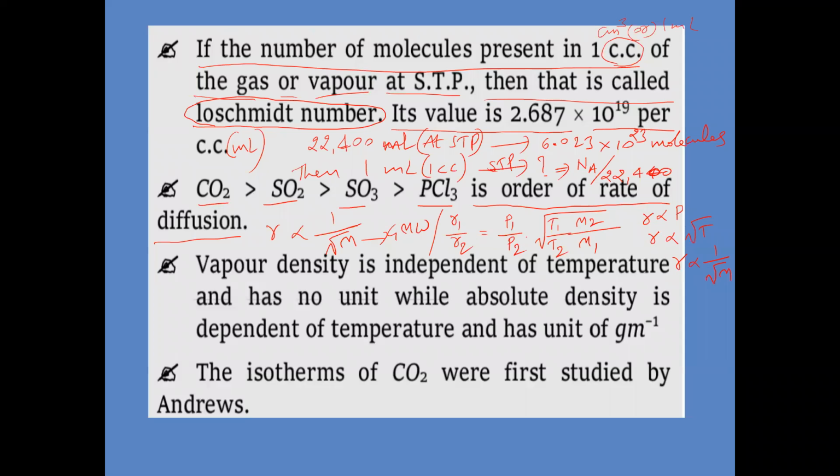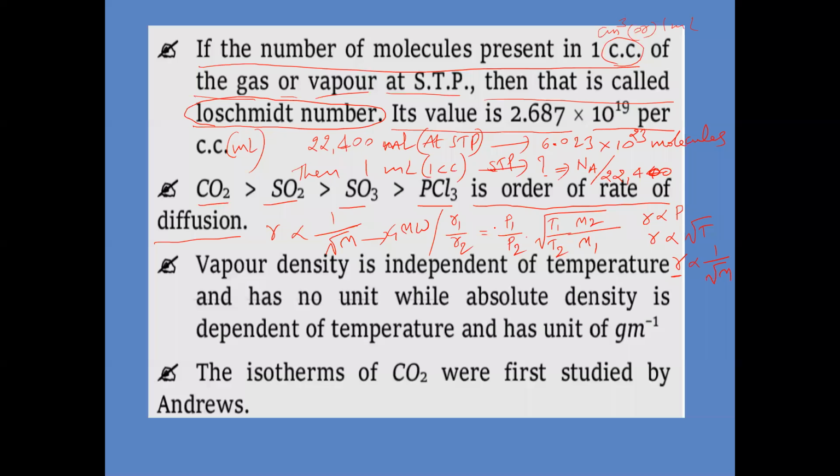Next, rate of diffusion of a gas is directly proportional to the square root of temperature. That's why we wrote R1 by R2 equals the square root of T1 by T2. And rate of diffusion of a gas is inversely proportional to the square root of the gram molecular mass. So R is inversely proportional to the square root of the molecular mass of the gas. That's why we wrote R1 by R2 is equal to the square root of M2 by M1.